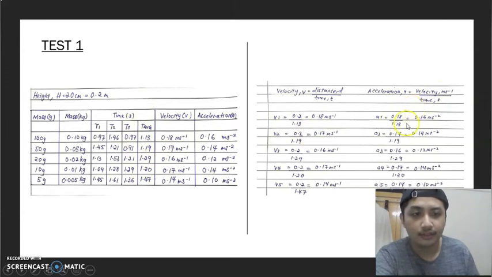So velocity over time, for the first one, 100 gram, we got 0.16. 50 gram, we got 0.14. And 20 gram, we got 0.12. 10 gram, we got 0.14. And 5 gram, we got 0.10. So then we fill our result table of the acceleration. That's how we got the velocity and acceleration based on the test 1 experiment.